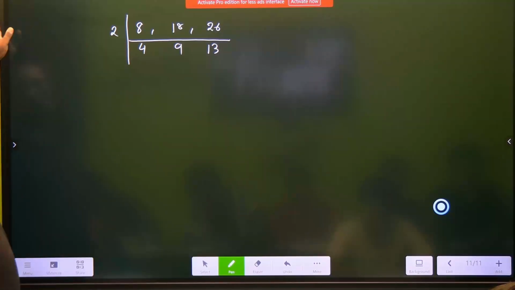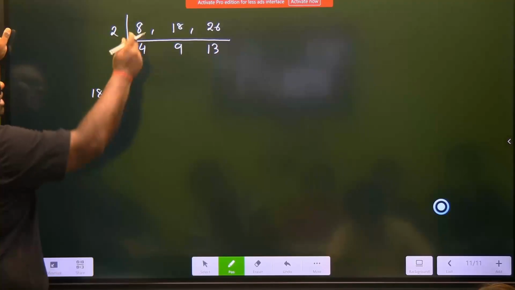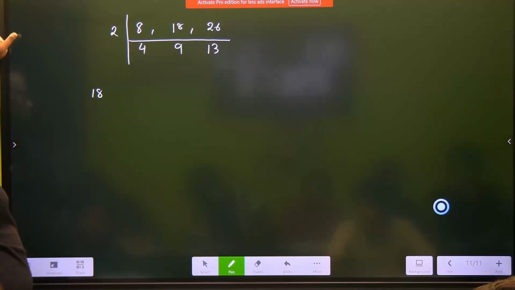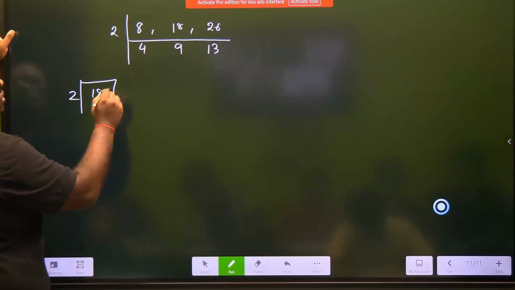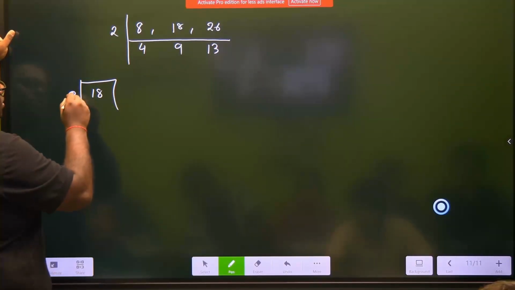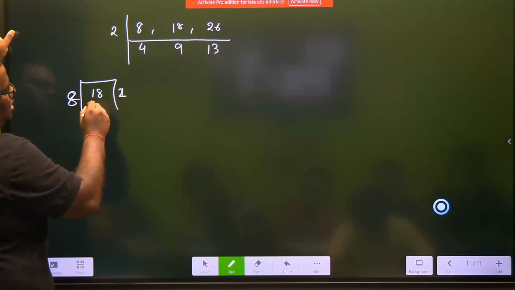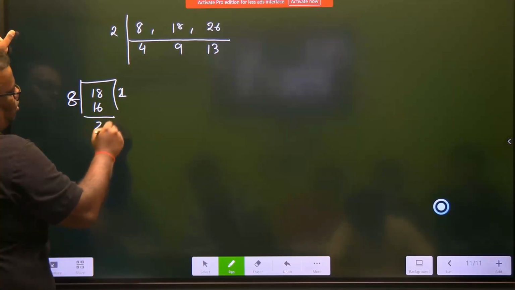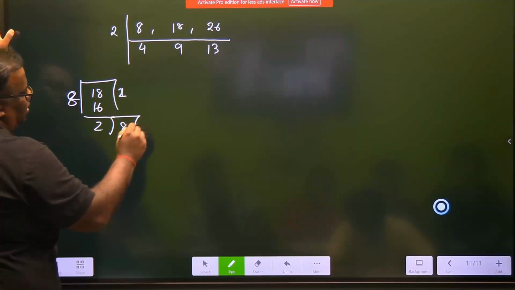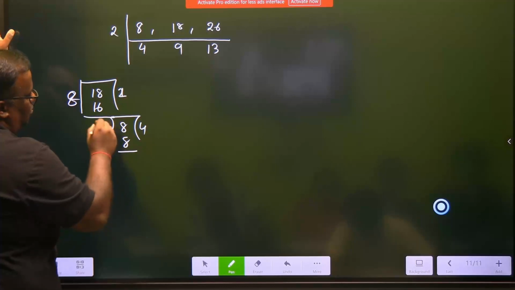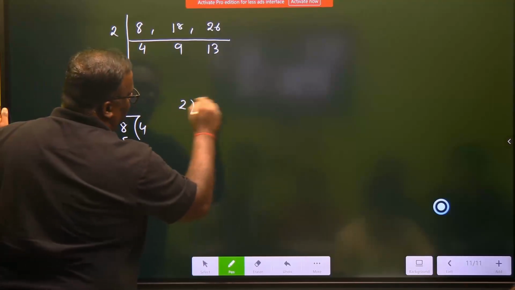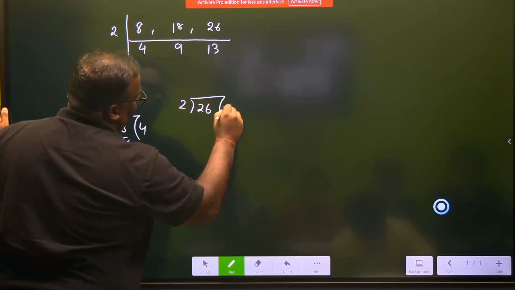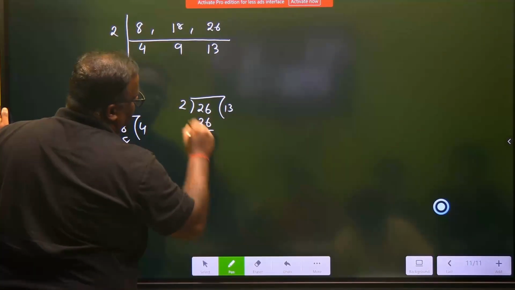Let's do it with our technique now. In these things, the tabular method is a faster method. Do 18 with 8. 8 2s are 16. Then you have a 2. With 2 you try to do 8. 2 4s are 8. That means between 18 and 8 the HCF is 2. Now you do between 2 and 26. 2 13s are 26. So 2 is the HCF.